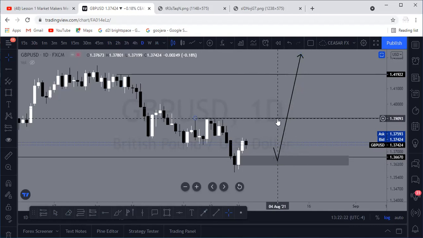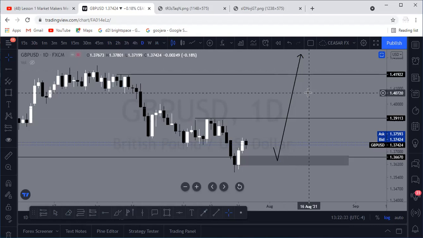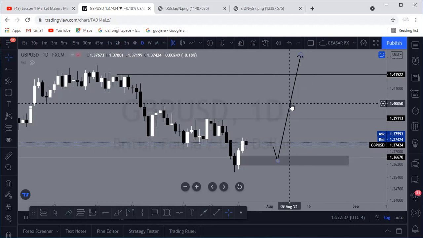But do not close your trades, because most of the time you will see that after closing all your trades, the market will just rally to the upside like this. So never ever close your trade. Just move your stop loss. Your stop loss will close your trades for you.